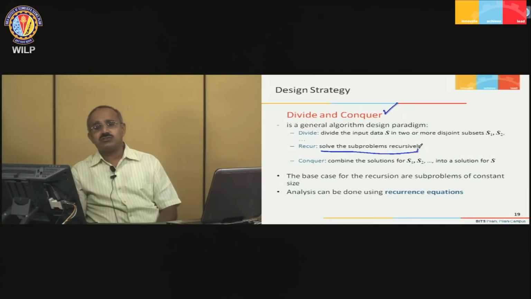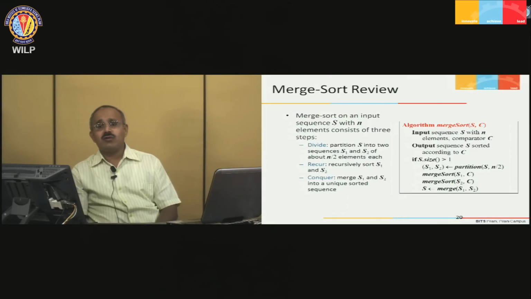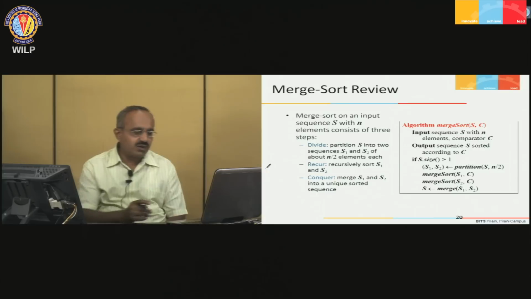The analysis of such algorithms, which use the design strategy of divide and conquer, can be done via recurrence relations. So, I am just looking at merge sort in the preview of divide and conquer strategy. In merge sort, the divide part was to divide the input into 2 parts, S1 and S2. The recur part was to sort S1 and S2 using merge sort, and the conquer part was, once S1 and S2 are sorted, to merge them into a single sorted list. So, the merge sort algorithm precisely follows the divide and conquer strategy.